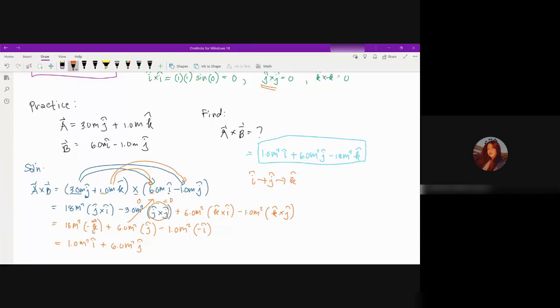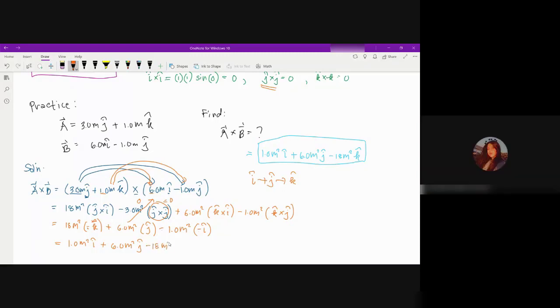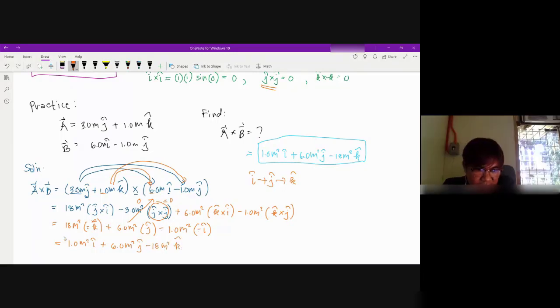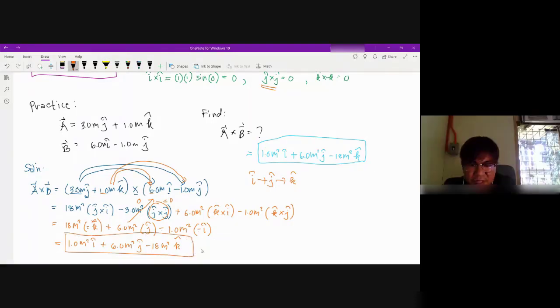And then, the last term would be, I have here negative and then positive. Negative here, this one negative K hat times positive 18. So that's actually negative 18 meters squared K hat. So that's the answer. Right? That should be this one.